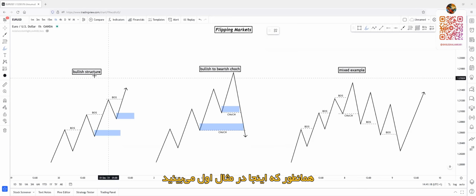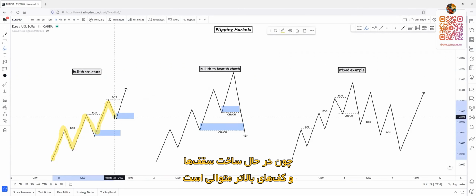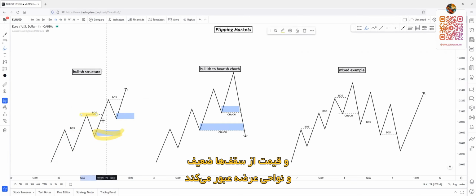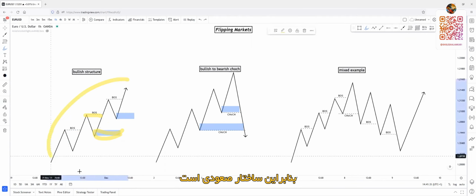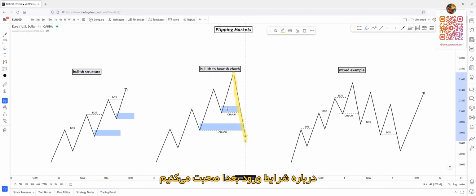As you can see on the first example here, we can see a bullish structure because price is creating a series of higher highs and higher lows, breaking structures to the upside, creating demand zones over and over again, breaking through weak highs, breaking through supply zones. So it's a bullish structure. This bullish structure can change into bearish structure if price, on the second example, breaks through the last demand zone or breaks through several demand zones. We'll talk about the entry criteria later.